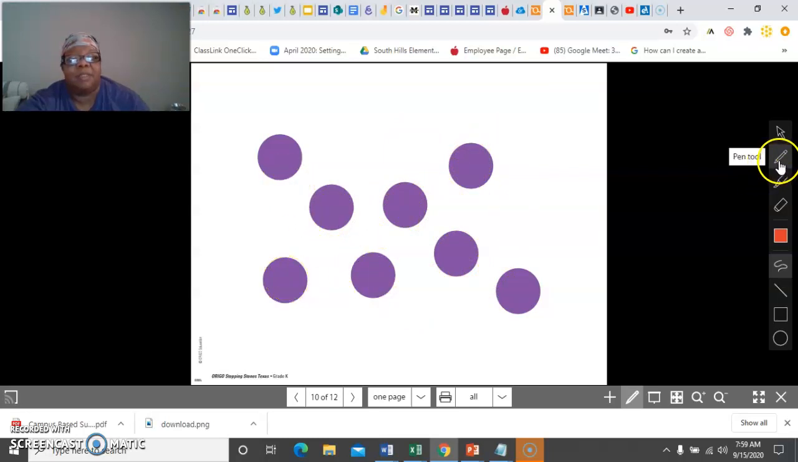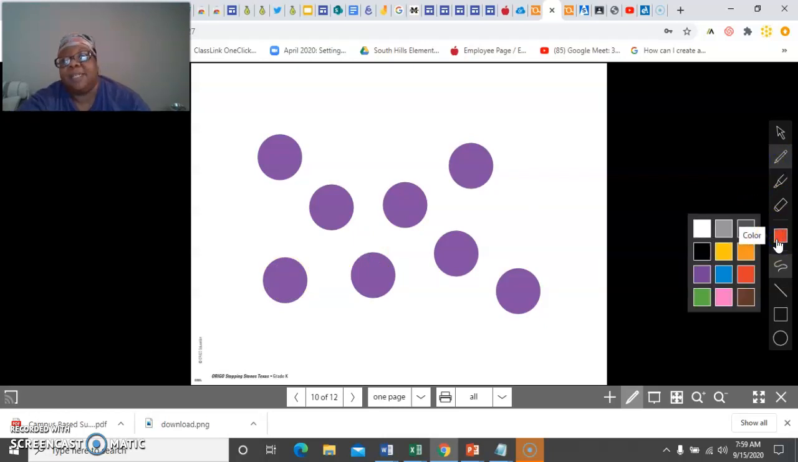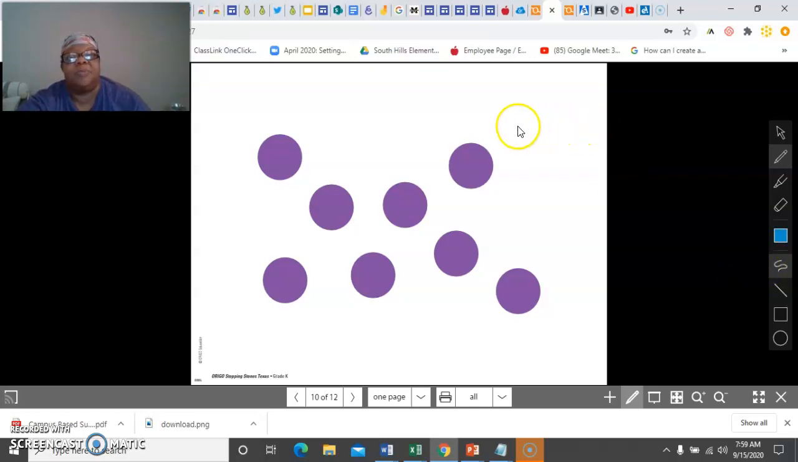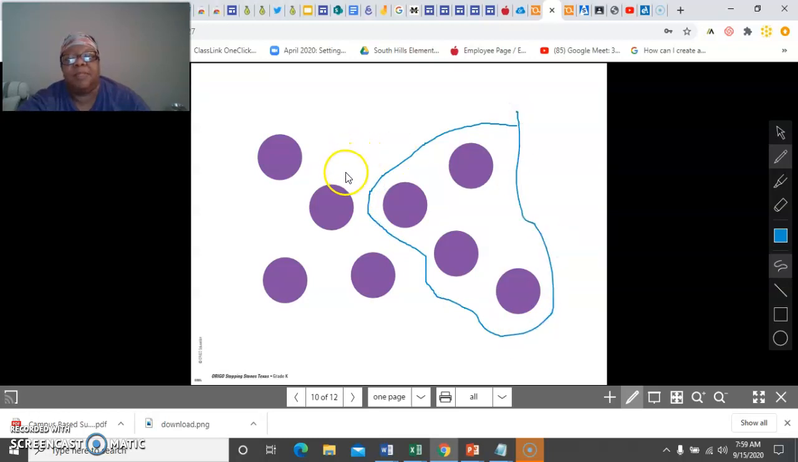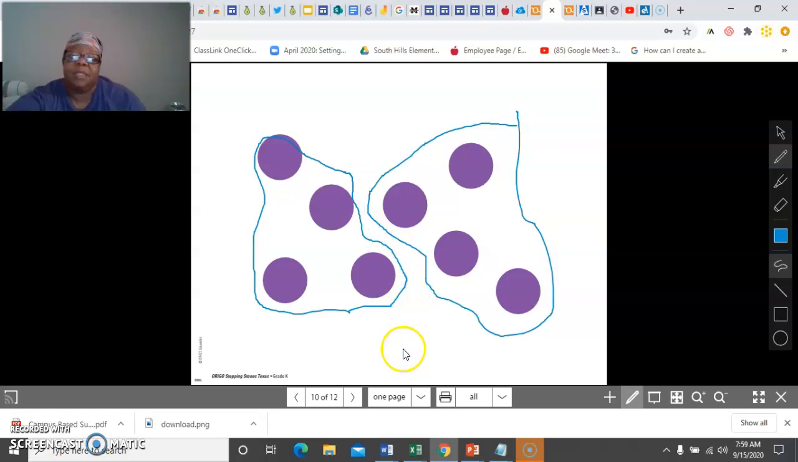Let's try the pen again. We got the pen. We can change colors. How cool. Let's do blue. This one loves blue. So I'm going to circle this group of 4. And then I'm going to circle this group. Didn't do too well. I'm using my finger on the laptop. Need to get the mouse out. So there's my two groups. So I have a group of 4 and a group of 4.